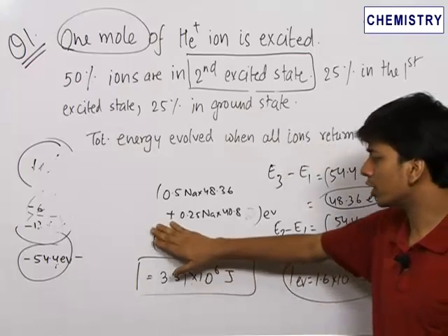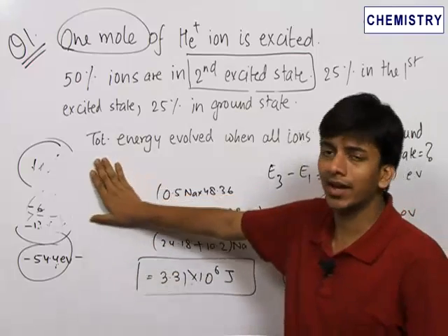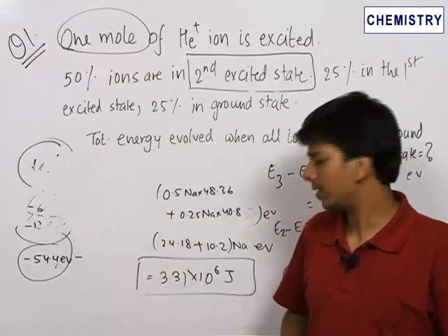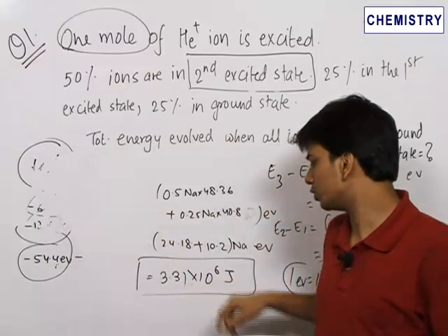The important thing you should have learned from this question is how to draw the energy level diagrams, and you should remember the energies of at least the first 2-3 energy states. So the final answer comes out to be equal to 3.31 into 10 raised to the power 6 joules.